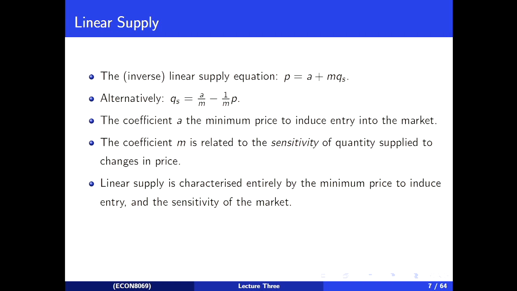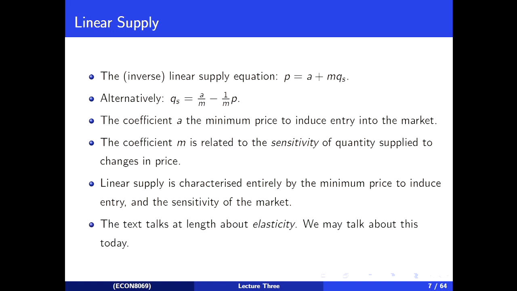M, much as before, is our sensitivity of quantity supplied to changes in price. And much like demand, linear supply is characterized entirely by these two parameters: this minimum price required for the market to exist, and the sensitivity. The text talks a lot about elasticity of supply, and we will possibly talk about that today. If we don't, it will be covered either next week or in a supplementary lecture, but it will be covered.